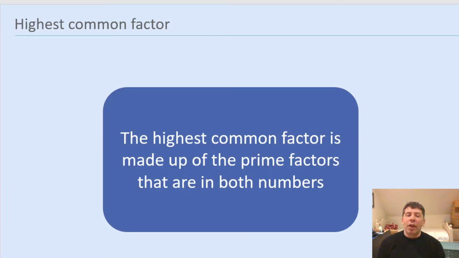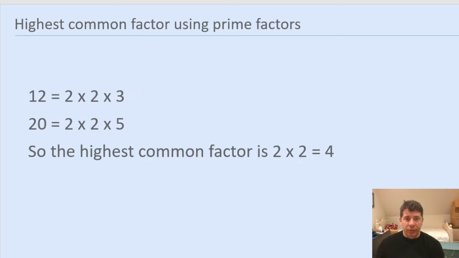We can also create a recipe for the highest common factor from the prime factors of the numbers. But this time we take the prime factors that are in both numbers, not the ones that are in either. So we looked at 12 and 20. So with 12, the ingredients are 2 times 2 and 3. 2 times 2 is 4 times 3 is 12. Those are the ingredients. With 20, the ingredients are 2 times 2 times 5.